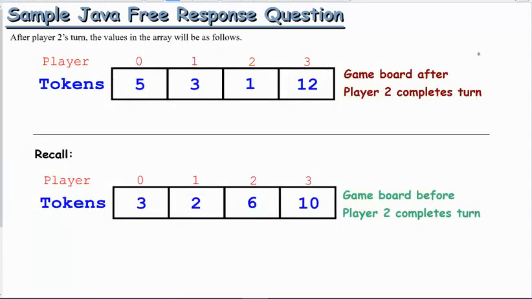We see this is after player 2's turn. This is before player 2's turn. We just have them both together so we can compare what the board looked like before and after the turn. Remember, when it was player 2's turn, those 6 tokens become 0 on the board, and then there are 6 to distribute.